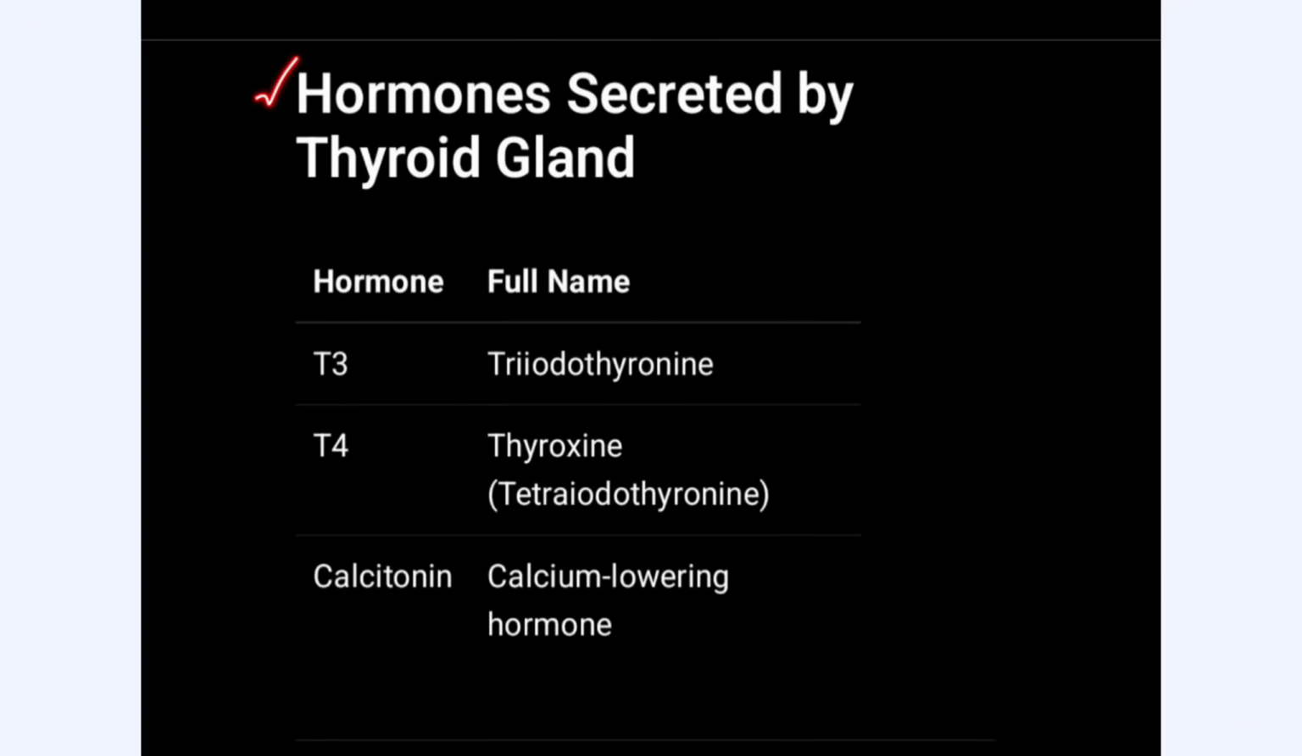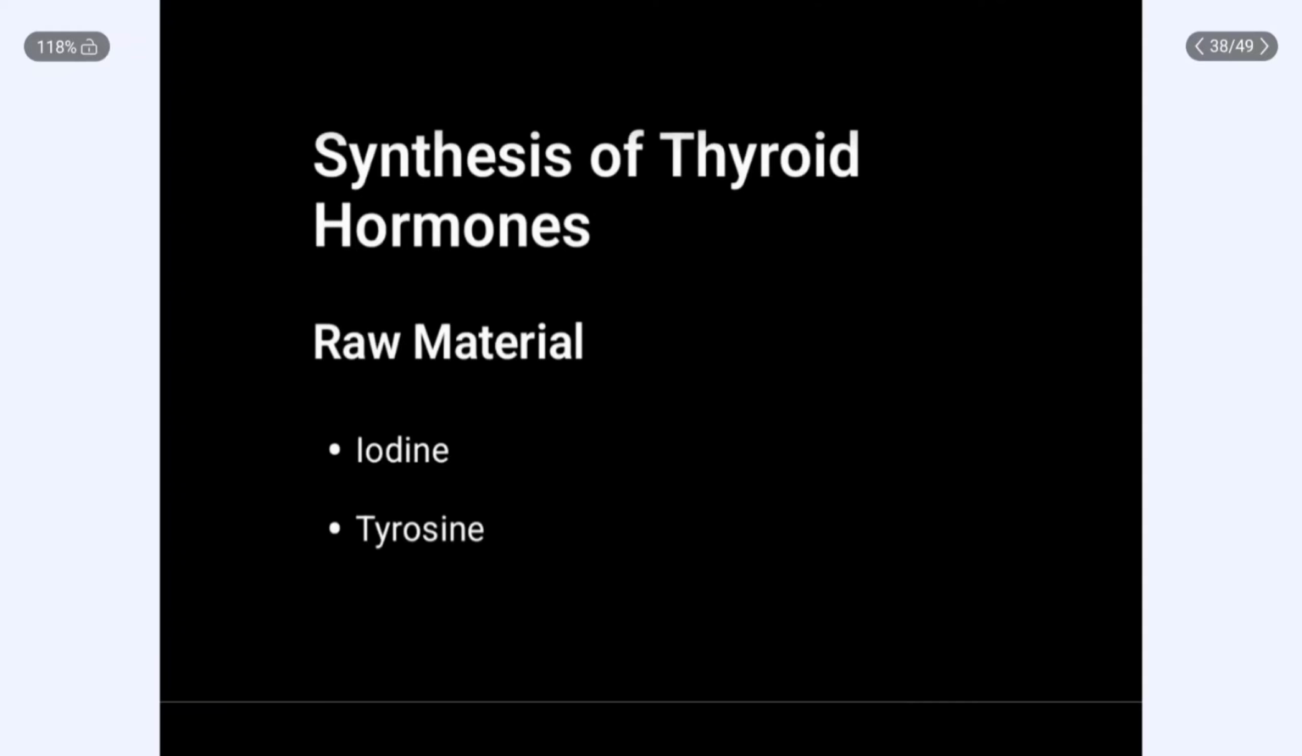Now, what are the hormones that are secreted by thyroid gland? First is T3, triiodothyronine. Second is T4, thyroxine, or you can say tetraiodothyronine. Number 3 is calcitonin, which is calcium lowering hormone. Now, let's see the synthesis of thyroid hormones. The raw materials that are used in synthesis are iodine and tyrosine.